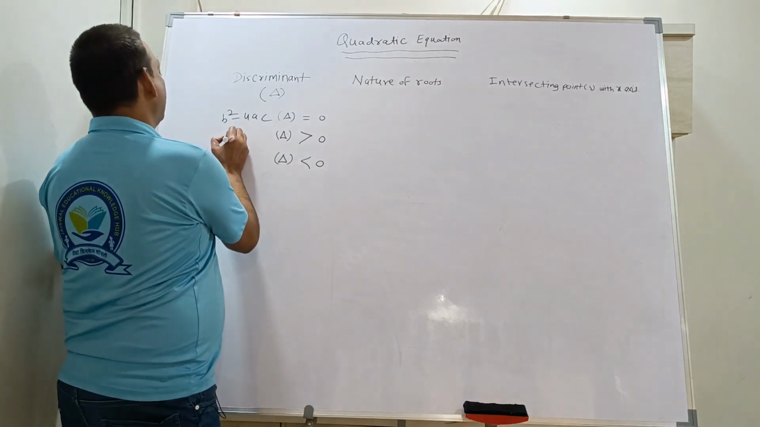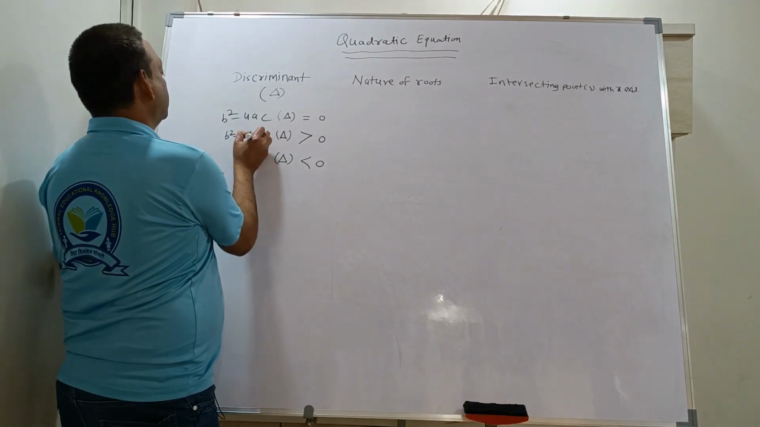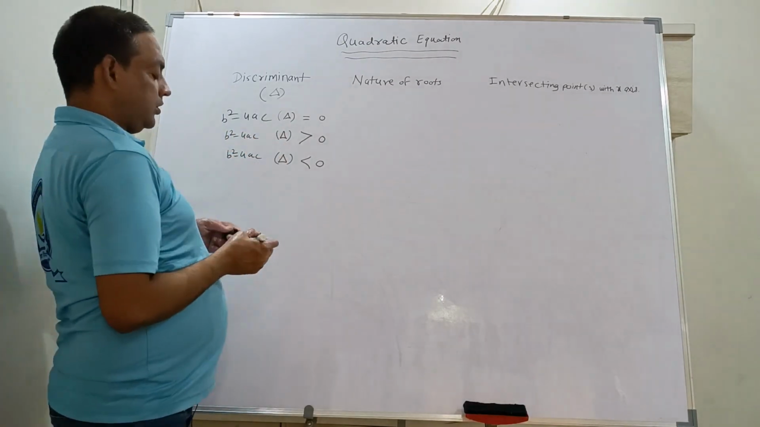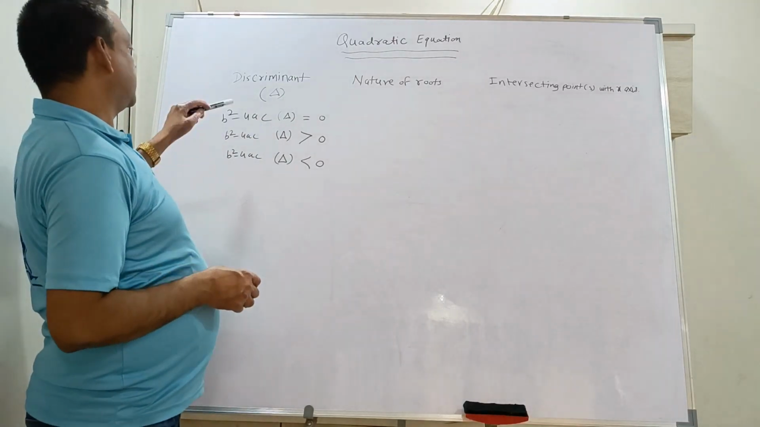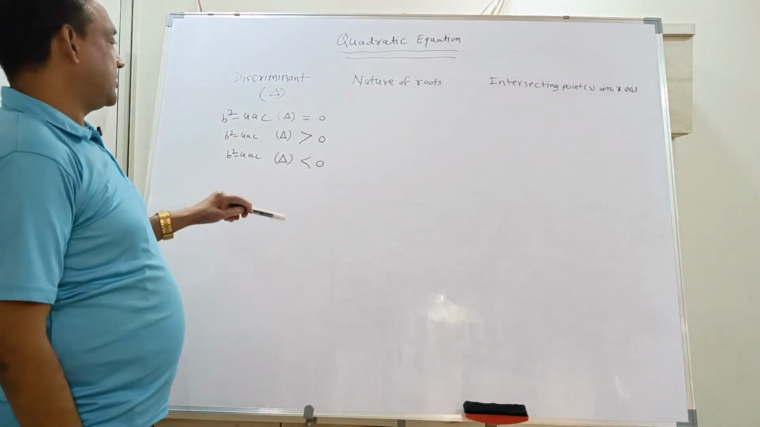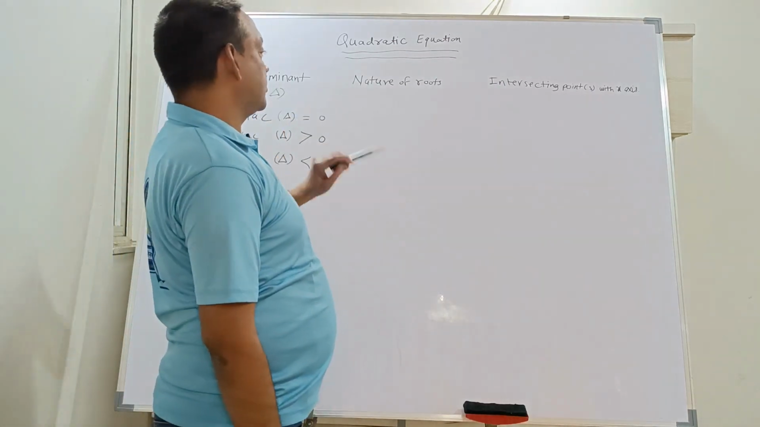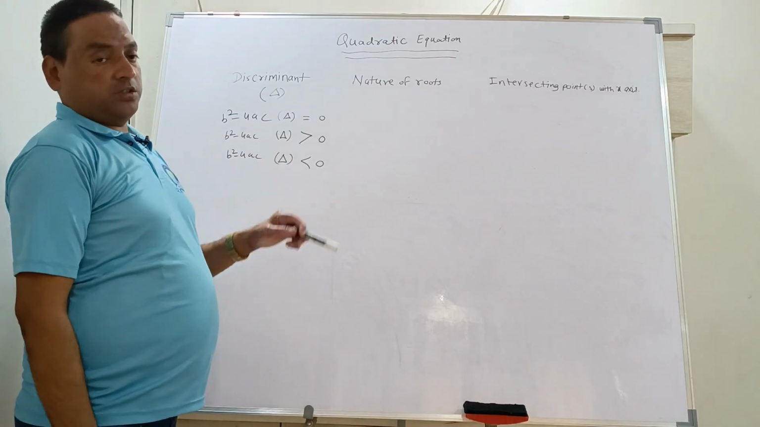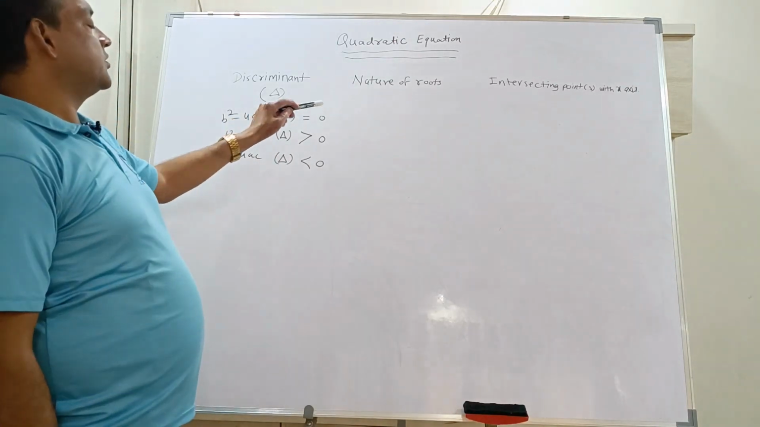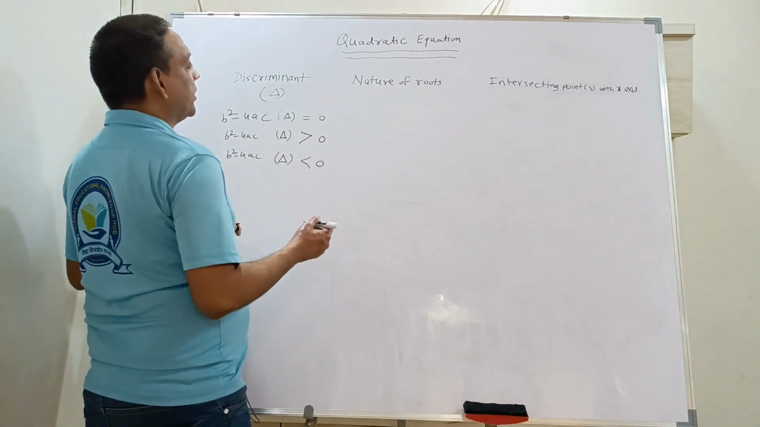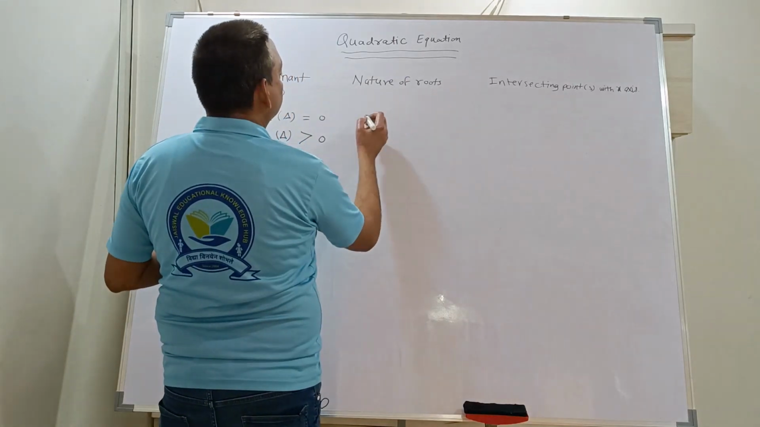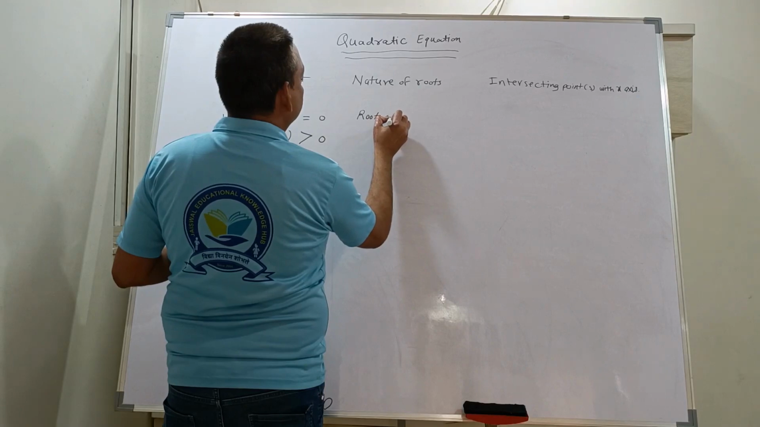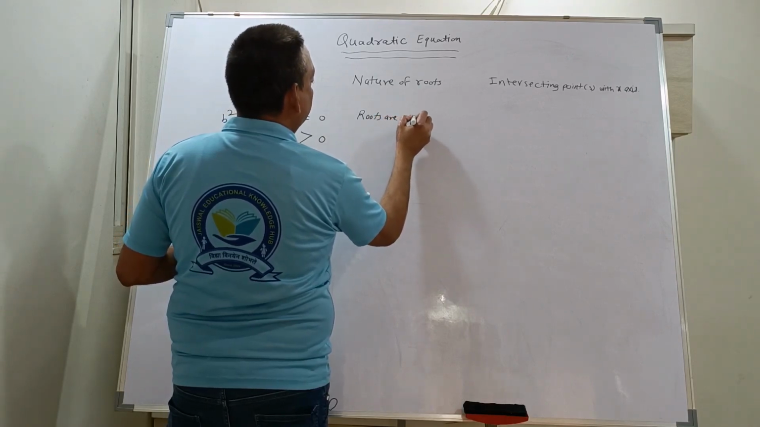Okay, b square minus 4ac. Whenever we find out the value of b square minus 4ac, either it will be equal to 0, or it will be greater than 0, or it will be less than 0. So if it is equal to 0, the nature of the roots will be: roots are equal.